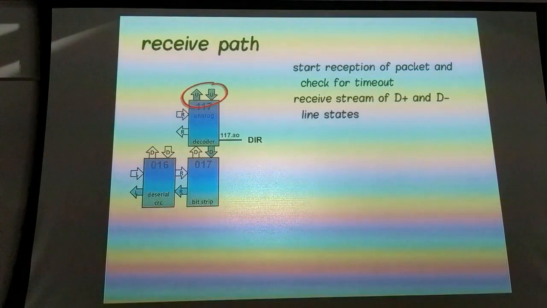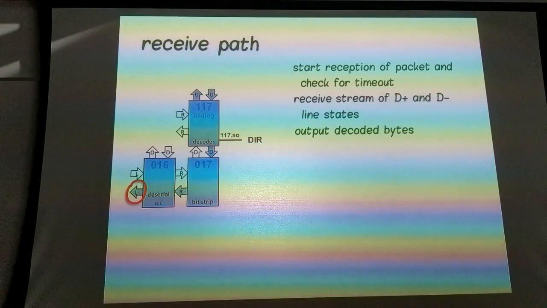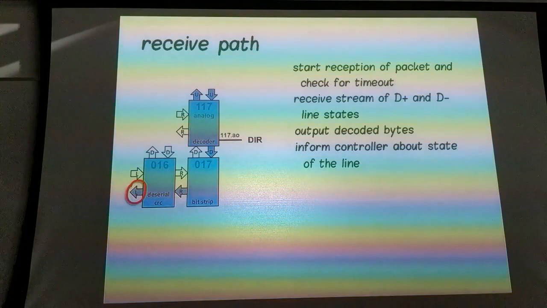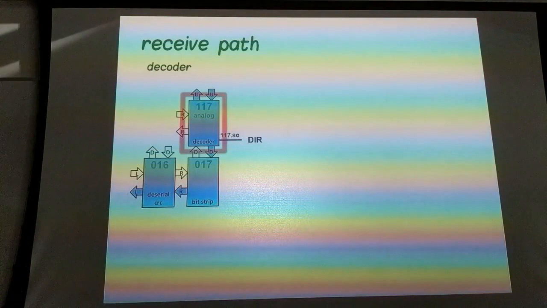Now we'll go quickly through the receive path. It is composed of a decoder, a bit stripping node, and a deserializer and CRC calculator. The receive path starts reception of a packet and checks for possible timeout. It then receives a stream of D plus and D minus line states and outputs decoded bytes.